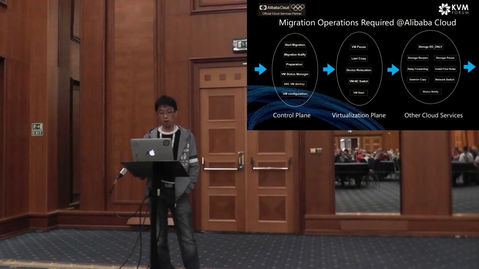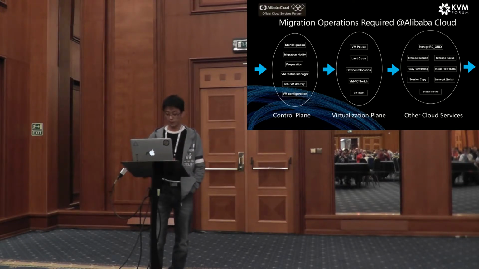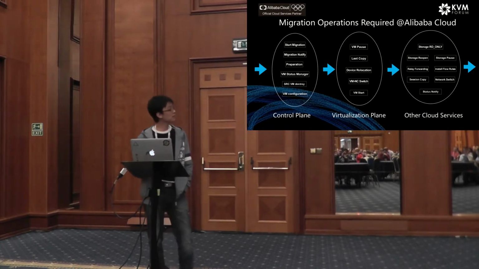In order to deal with all these things, as we can see from this picture, the migration operations required in the cloud have increased several times. Many operations should be done in the control system, some should be done in the virtualization plane, and other cloud services also need to be coordinated to prepare some operations. What is worse is that all these operations are related to each other, and they should be done in a defined, orderly way. So what should we do?